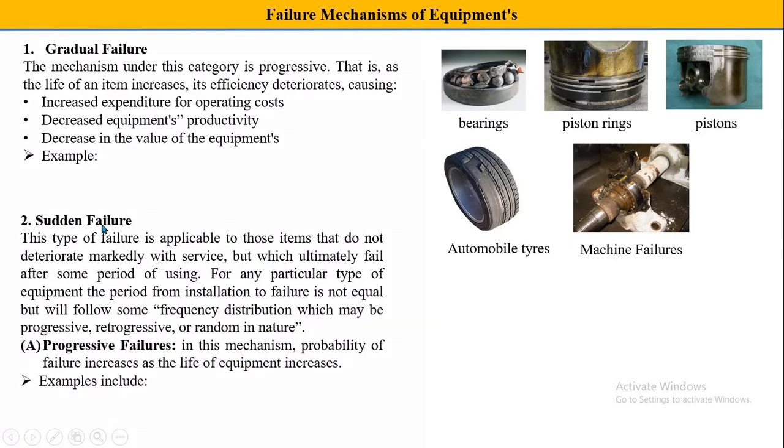Now let's see a sudden failure. This type of failure is applicable to those items that do not deteriorate markedly with service but which ultimately fail after some period of time of using. That means this kind of failure does not deteriorate with respect to time or service, but it will suddenly fail. So for any particular type of equipment, the period from installation to failure is not equal but will follow some frequency distribution which may be progressive, retrogressive or random in nature. That means sudden failure includes progressive failure, retrogressive failure and random failure.